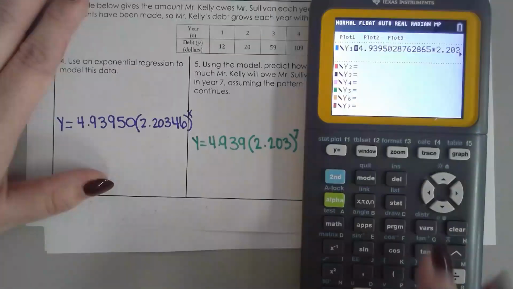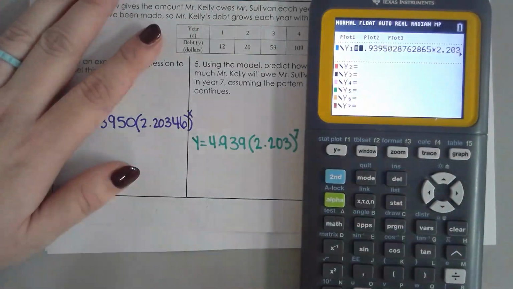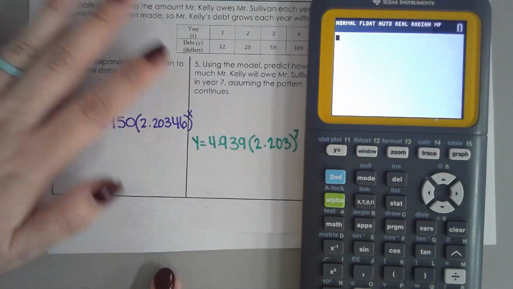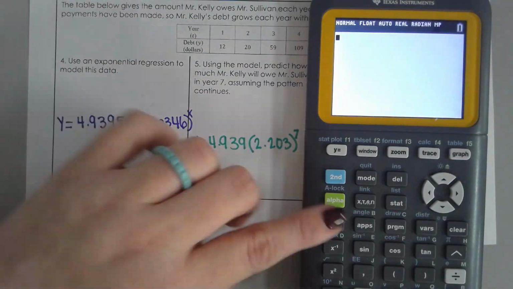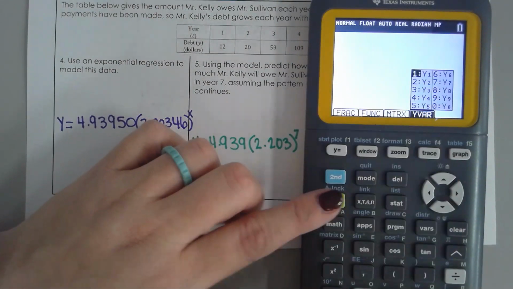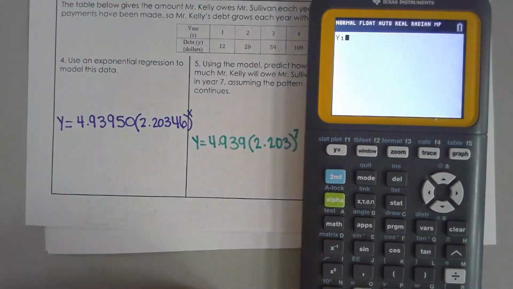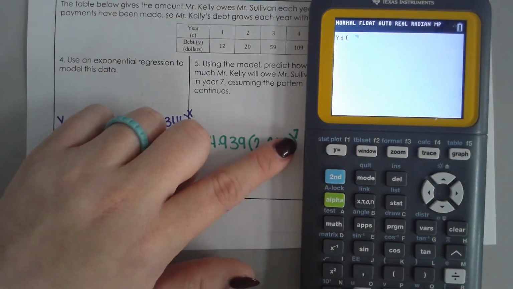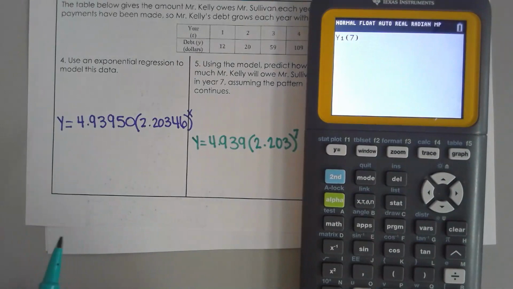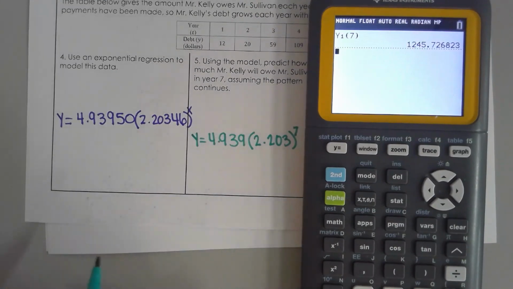My equation is in Y1 because I told it to store it there. If you go to alpha trace and hit Y1, and then beside of that in parentheses you put a 7, it's going to put a 7 in all of the X's for whatever equation you've got in Y1. It's like the store button, but even better.